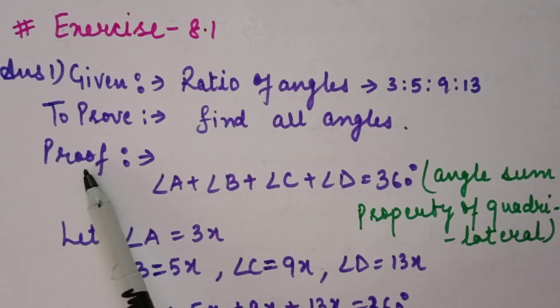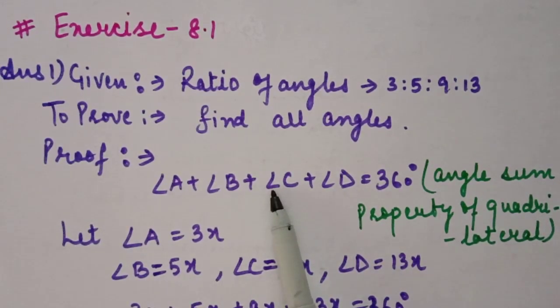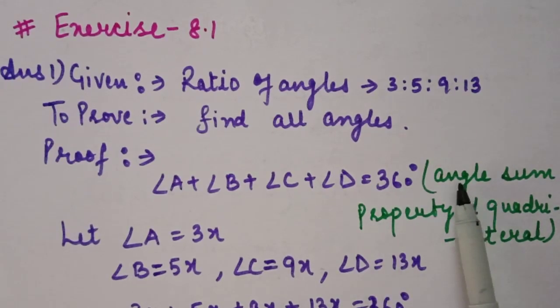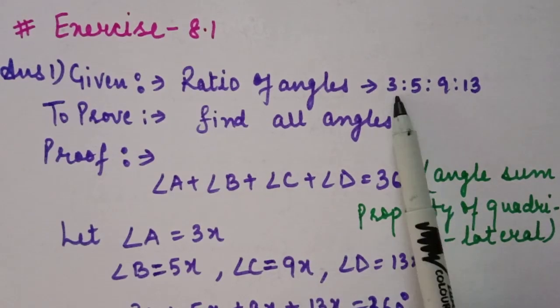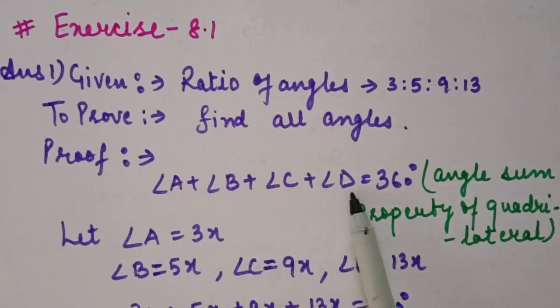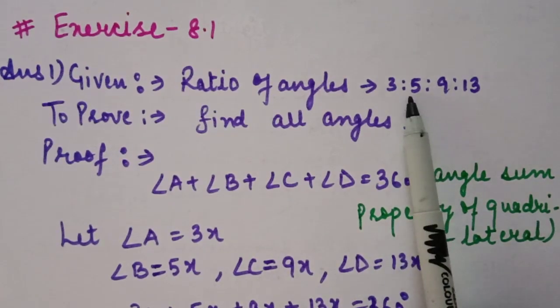So we will start our proof with angle sum property of a quadrilateral. You remember what is the angle sum property of a quadrilateral? Angle sum property of a quadrilateral said that angle A plus B plus C plus D is equal to 360 degree. It means sum of all four angles are equal to 360 degree. So students, first of all, four angle ratio is given. We know that sum of all angles are 360 degree. We have to convert these ratio into the values.